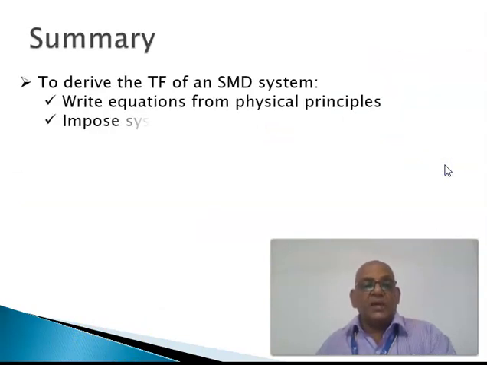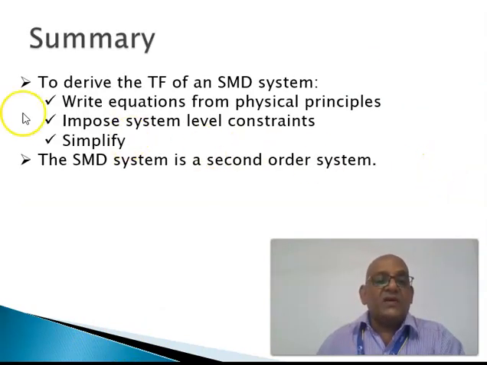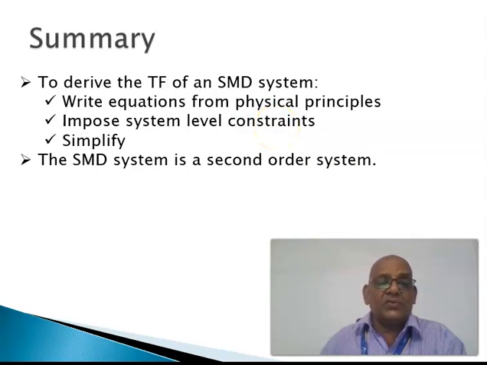We'll stop here to summarize. We have derived the TF of a simple spring mass damper system, and we saw how to write equations from the physical principles. Impose system level constraints, that is, if they are in series the equivalent is so and so, if they are in parallel so and so. Those are all system level constraints, and we have derived the TF and we saw that it's a second order system because it involved s square.